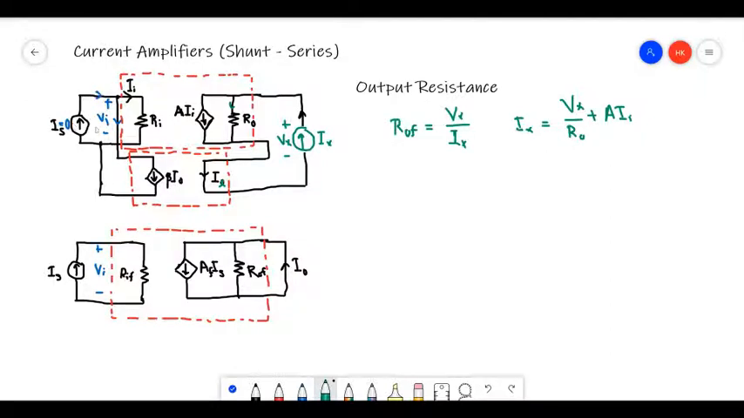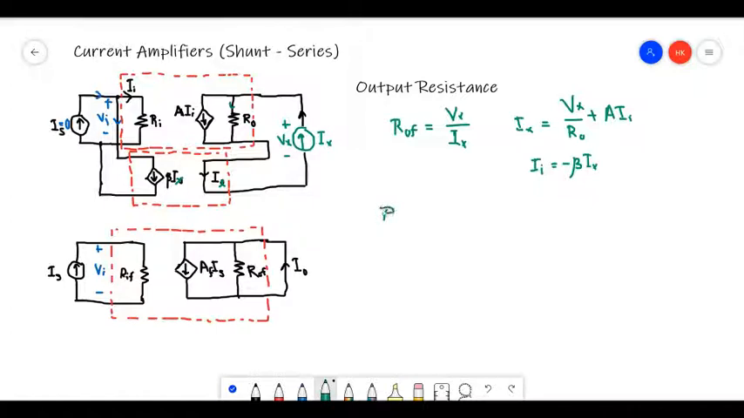So since the sum is 0, if we write Kirchhoff's current law to this node, Ii plus beta I out, and actually this I out is now Ix. So Ii plus beta Ix is equal to 0. So therefore Ii is minus beta Ix. Right? So if I substitute that here, this will be minus A beta times Ix.